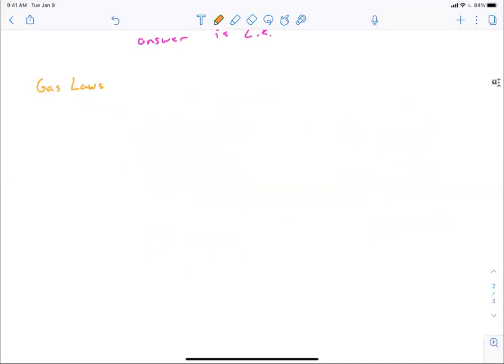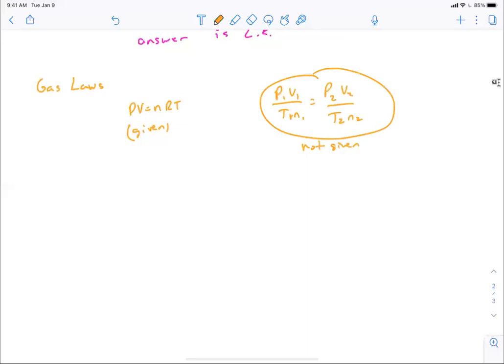Gas laws. Okay. Now, understanding gas laws, you have a couple of gas laws you need to be familiar with. PV equals nRT, and P1 V1 over T1 is equal to P2 V2 over T2. Technically, it's n2 as well, but usually the moles of gas are the same. Now, PV equals nRT is given to you. This one is not. And so there is an understanding that you understand the relationship between pressure, volume, and temperature without having the equation to use for it, okay?